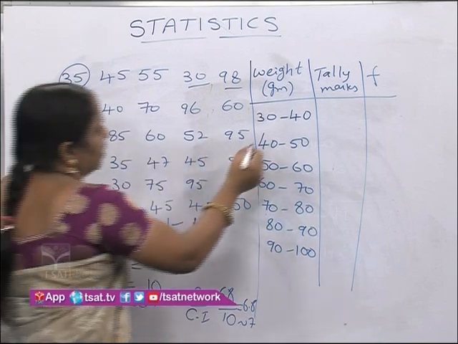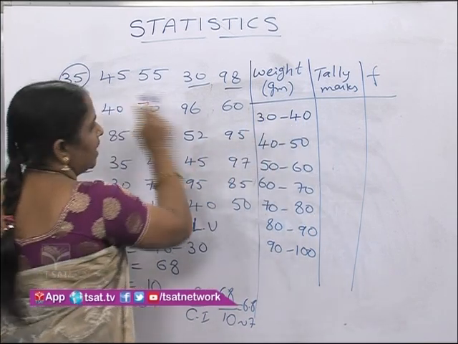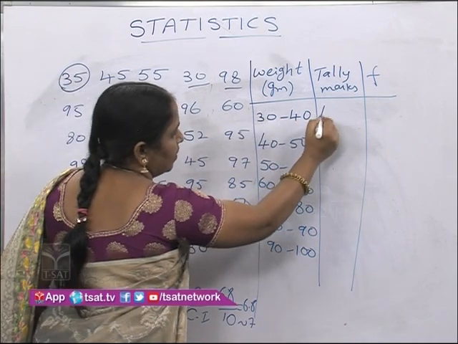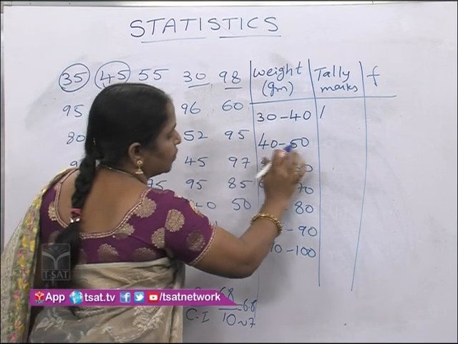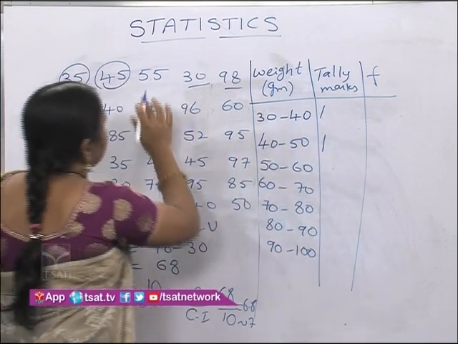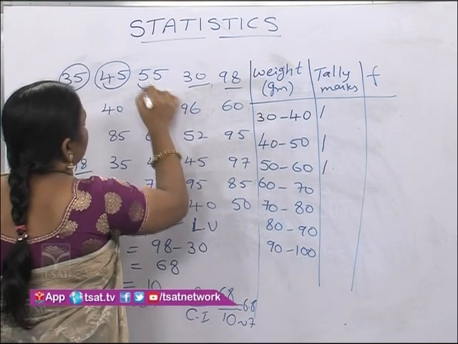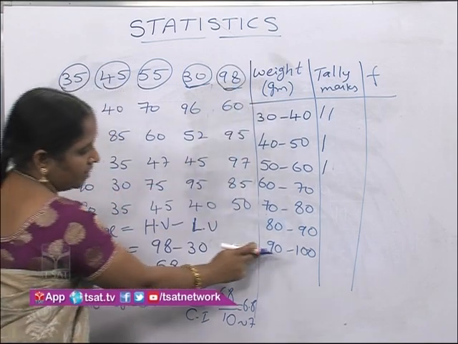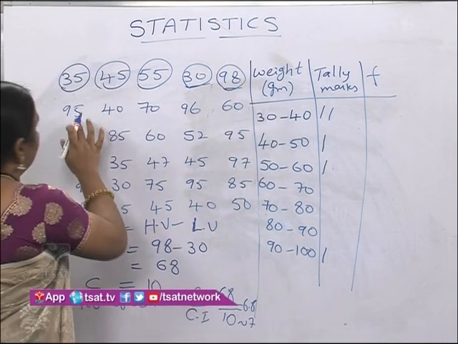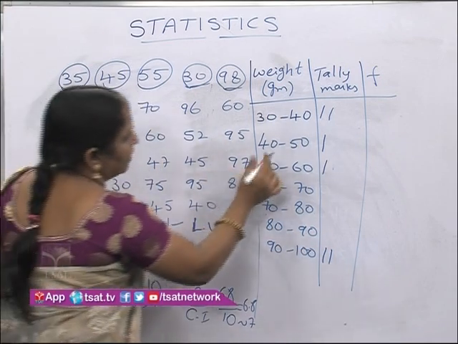35. So it belongs to which class? 30 to 40. The value 35 lies between 30 and 40. So tally mark. Then 45 belongs to the 40 to 50 class, right? Then 55 belongs to 50 to 60. Again 30, first class. 98, the 90 to 100 class, then 95 also the 90 to 100 class, 40, yeah.